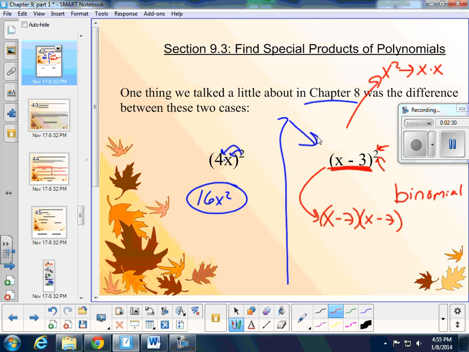Now from here, we actually know a way we could multiply this out. We could FOIL or we could use table method. I'll use table here to start. X and negative 3, I can multiply, put those things on the top and the side, and I can multiply and fill in my boxes here.